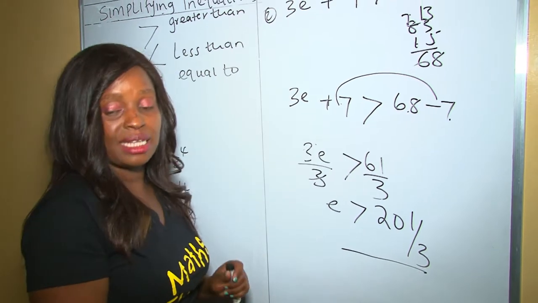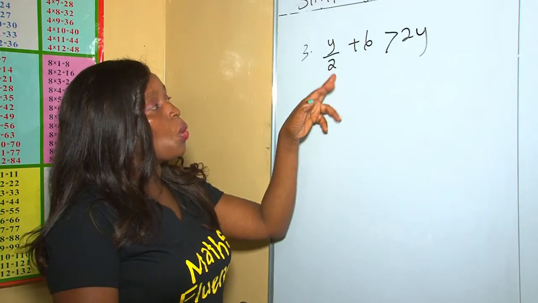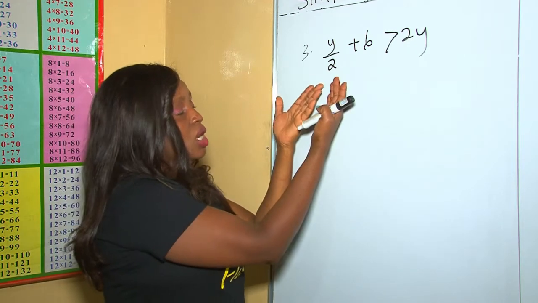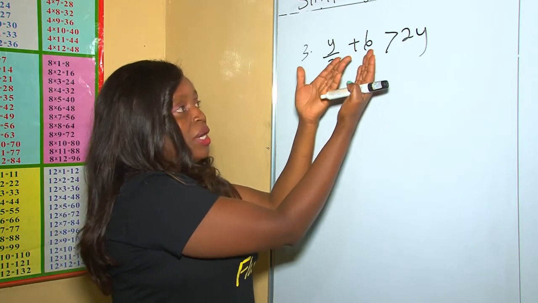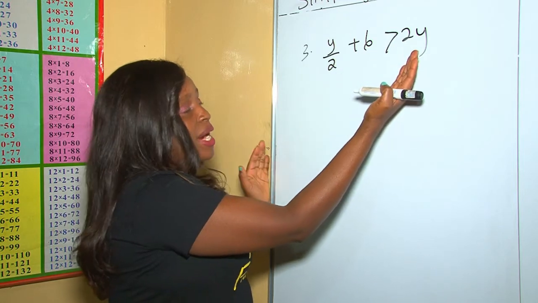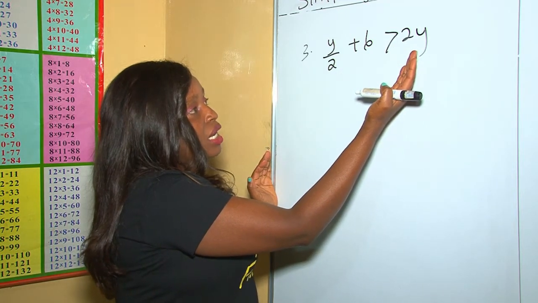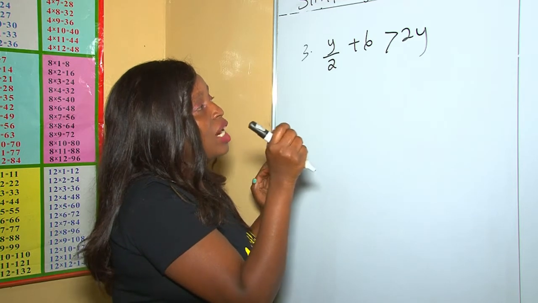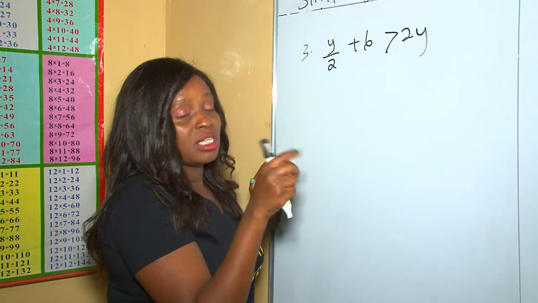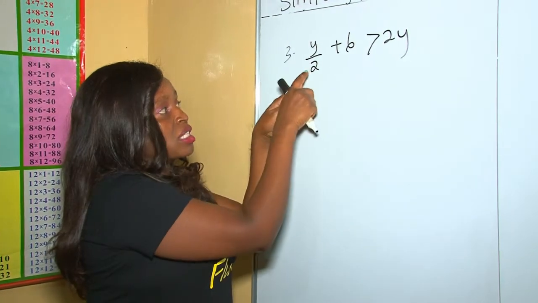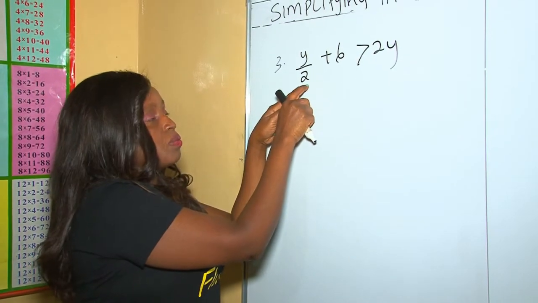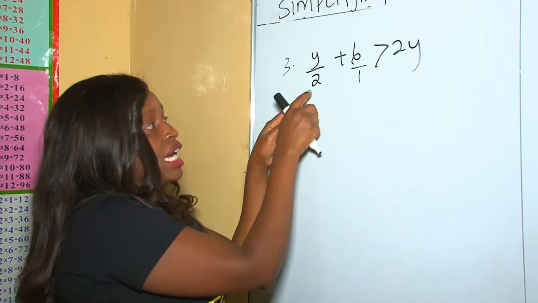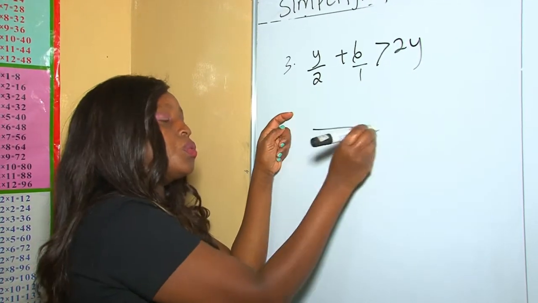Let's work out another example. To solve this question, we need to put like terms together. As you can see, on this side, we have y, and here we have a number, and then we have y. So the best thing is to make sure that as you put like terms together, you avoid the negatives. So the first thing we do is away with this fraction, which is 2. We get the LCM of 2 and 1. The LCM of 2 and 1 is 2.